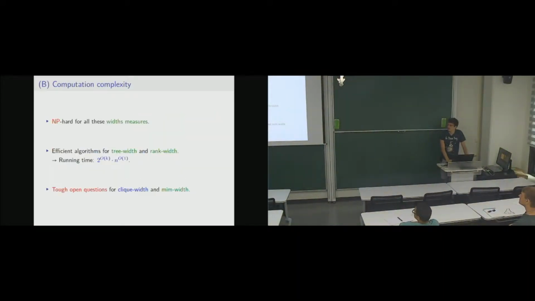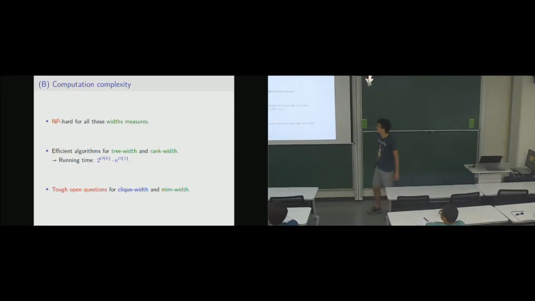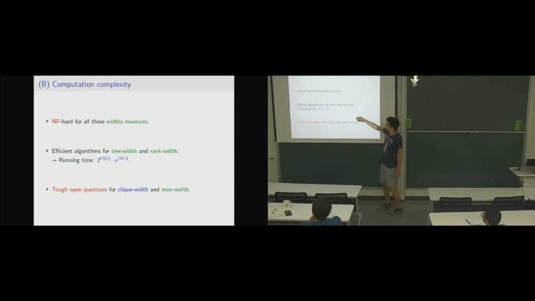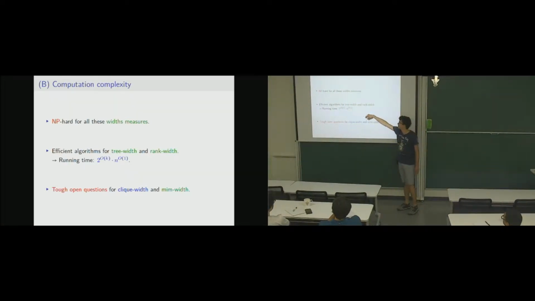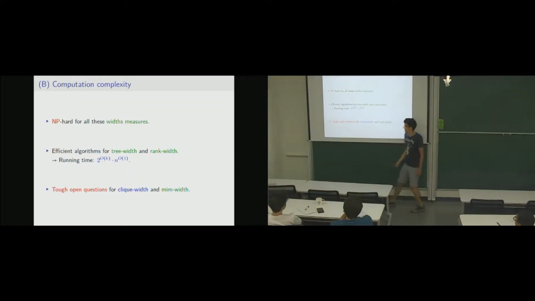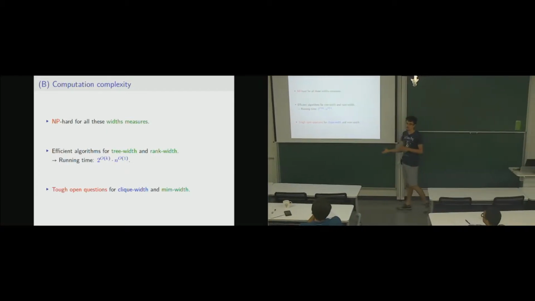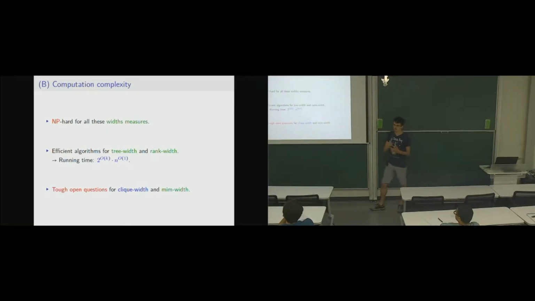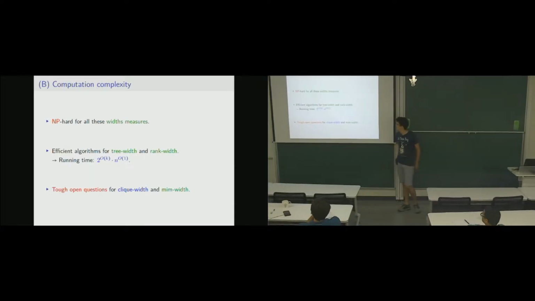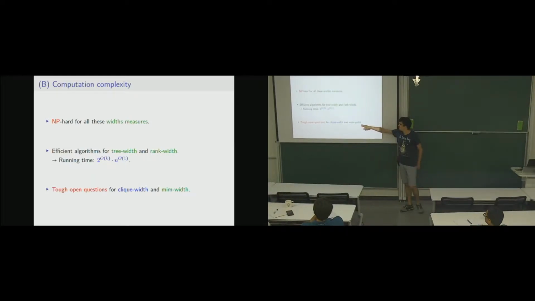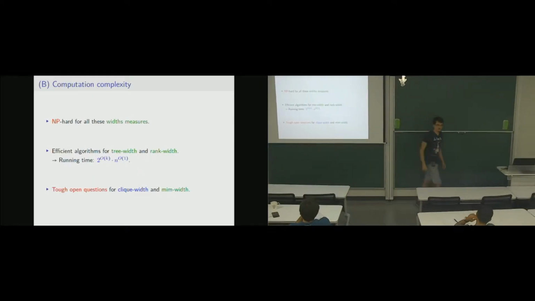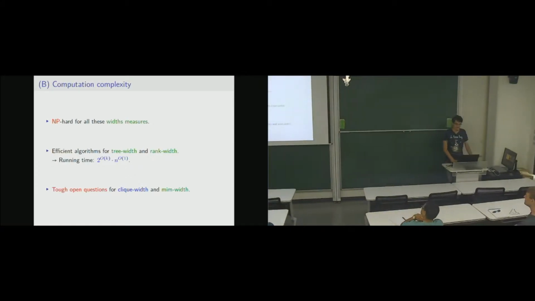For the computation, it is NP-hard for all these width measures. We have efficient algorithms only for tree width and rank width, and the running times are something like that. The goal is to approximate, to get a decomposition which approximates the width of the graph. For clique width and min width, these are tough open questions, and they have been open for a long time.